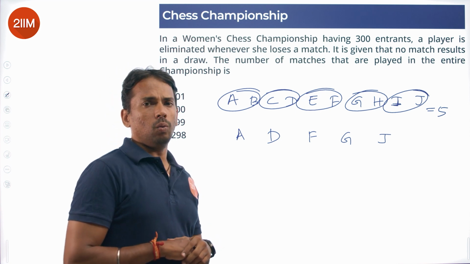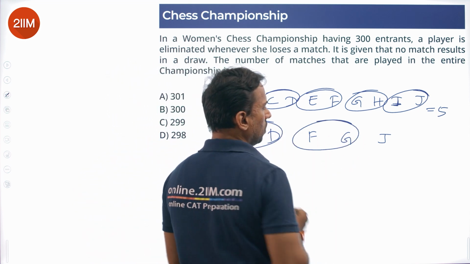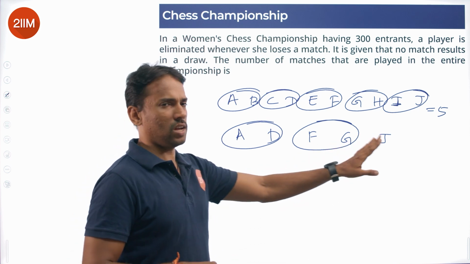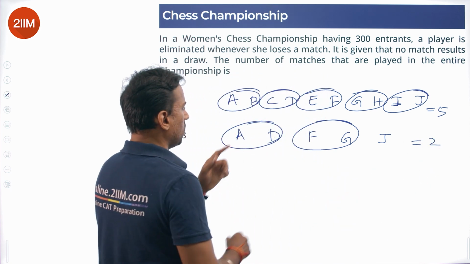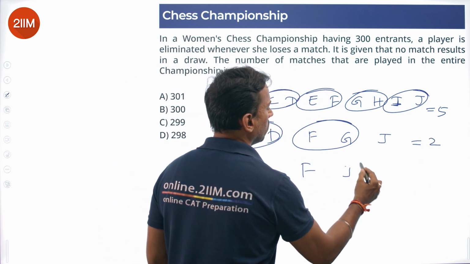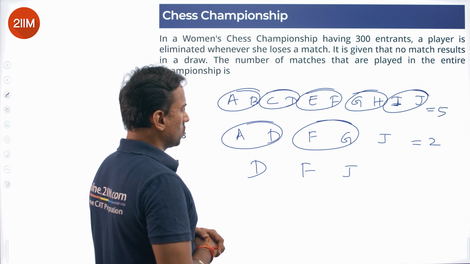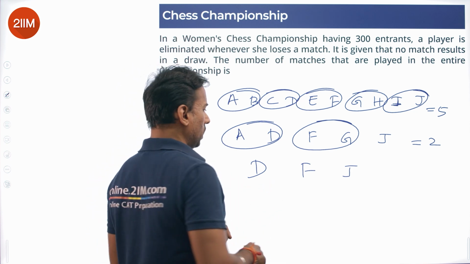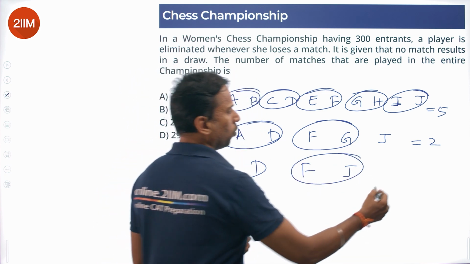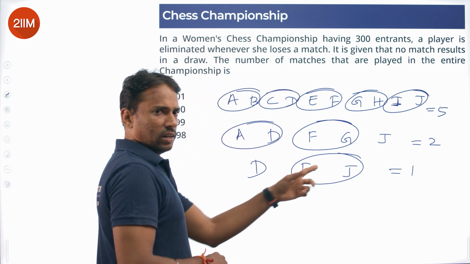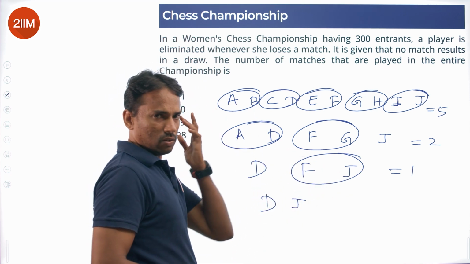Next, we need to conduct matches between these 5 people. Again we will make some pairs: A and D, F and G. J has not got any pair, so J stays idle. So we are conducting 2 more matches. Let's say D is the winner, F is the winner, and J is already there. Now again we need to conduct a match. I can conduct it any way I want, between D and F or F and J, whatever. If I take it like this, I am conducting one more match. Now someone will be the winner. Let's say D and J; F is losing, F is gone.